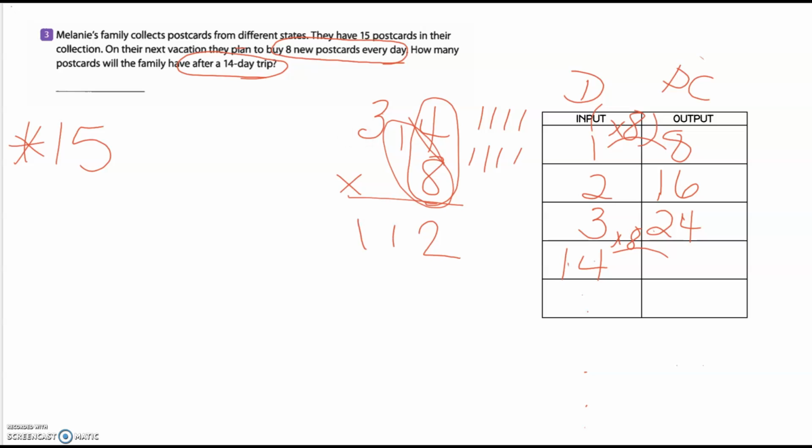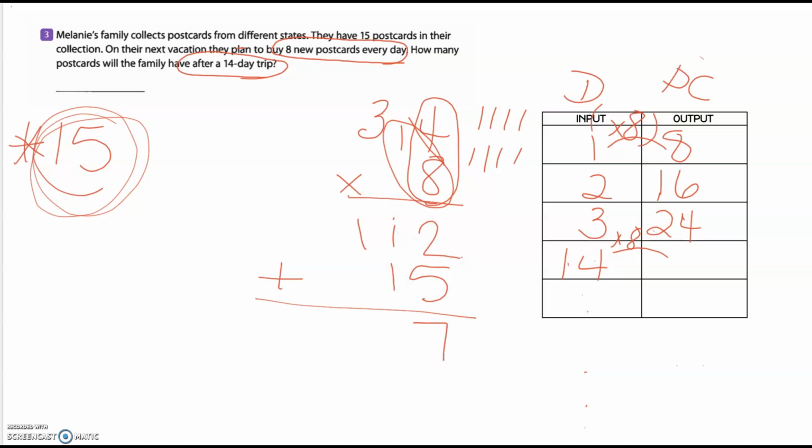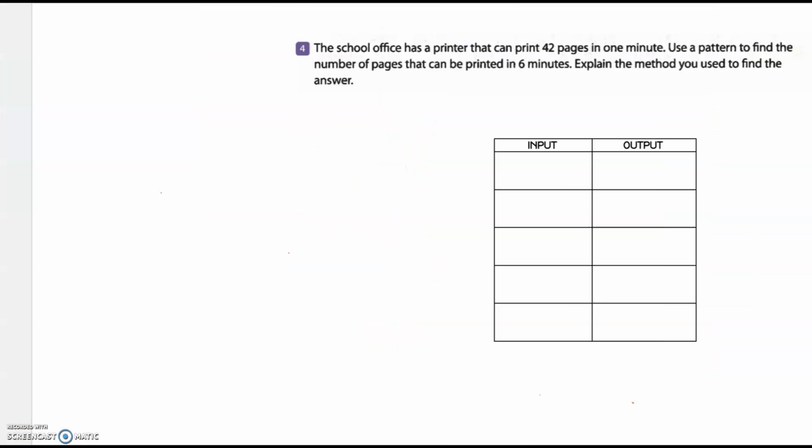So I have 112. Now, the question is, how many postcards will the family have after a 14-day trip? They will have gotten 112 on this 14-day trip, but it asks how many do they have. So I've got to remember they started out with 15. I'm going to have to add those 15 more in. 5, 6, 7. 1 plus 1 is 2, and 1. My answer is 127 postcards.